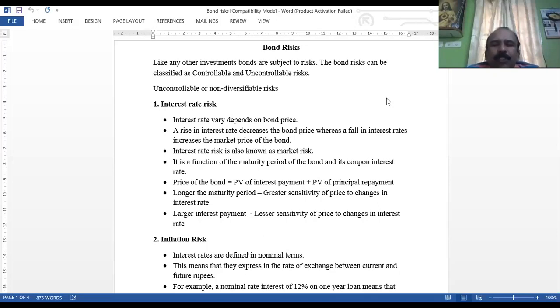Bond portfolio management. Like any other investment, like equities, bonds are all subject to risks.